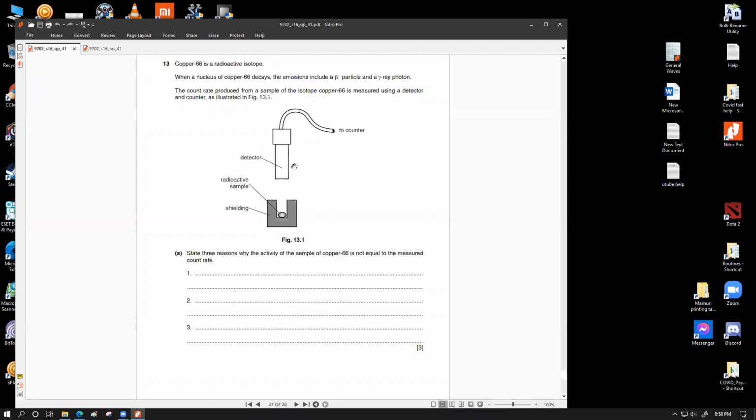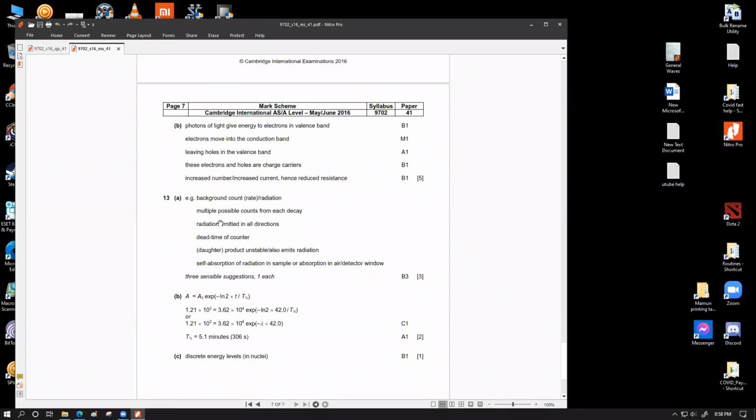So logically speaking, whatever you count over here, you cannot simply divide it by 2 to get the total decay count, because you cannot control in which direction the beta minus particle is shot, or which direction the gamma ray photon is shot. If both get absorbed, you have 2 counts, but those 2 counts came from a single nuclear breakdown. If you got one, well, 1 for 1, but if you don't get any of them, you basically lost it altogether. So multiple possible counts from each decay, which in this case means 2 counts from each decay, can lead to a wrong calculation.